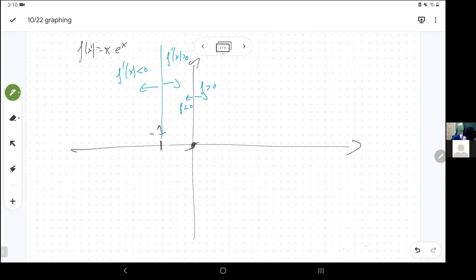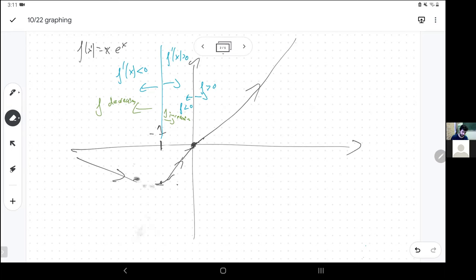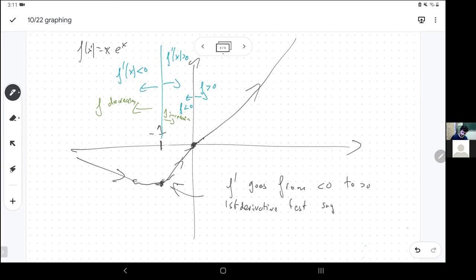The derivative being negative means that f is decreasing. The derivative being positive means that f is increasing. So it's going down and then it's going up. And it's going through this point, as I said right before. And here the tangent is horizontal. And since I know that it goes down then up, it sure looks like a local minimum. The derivative goes from negative to positive, and the first derivative test says that this makes it a local minimum.